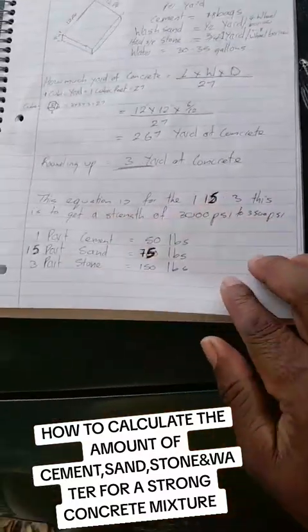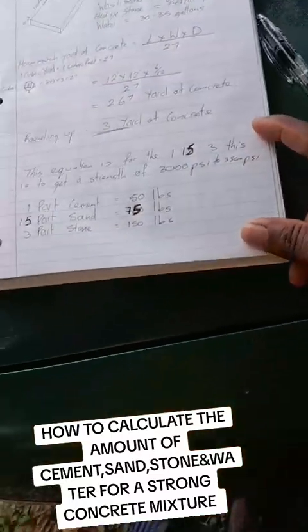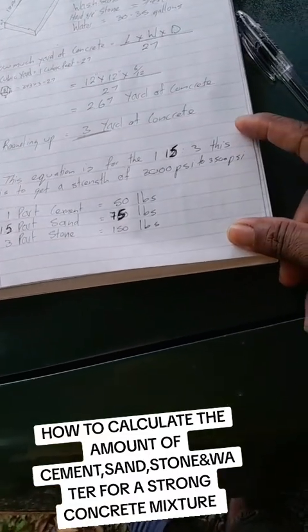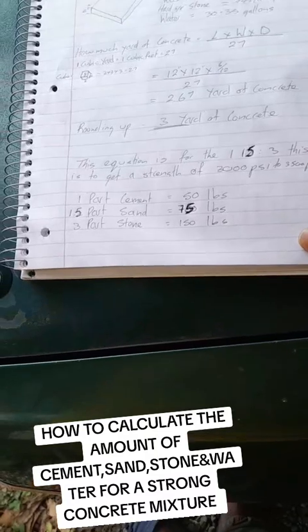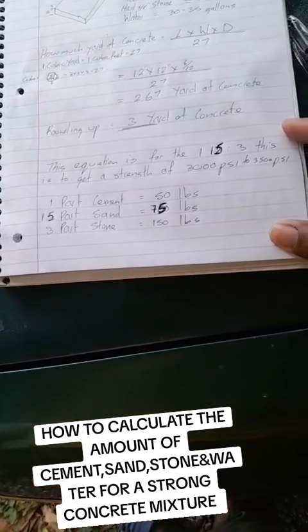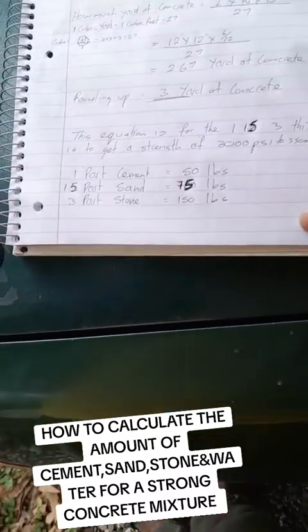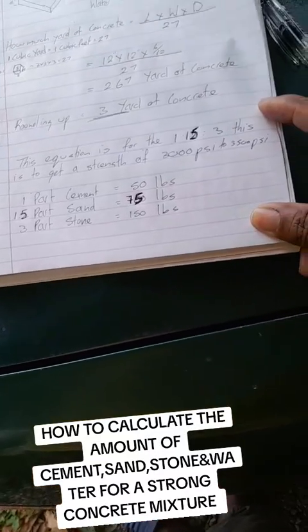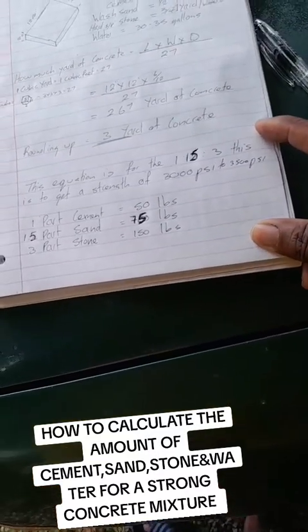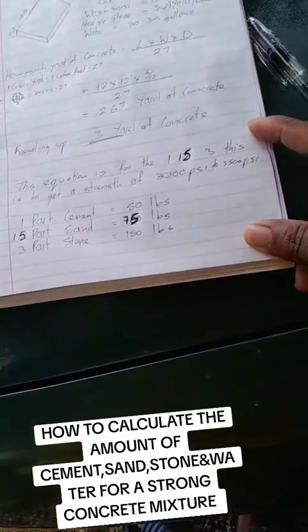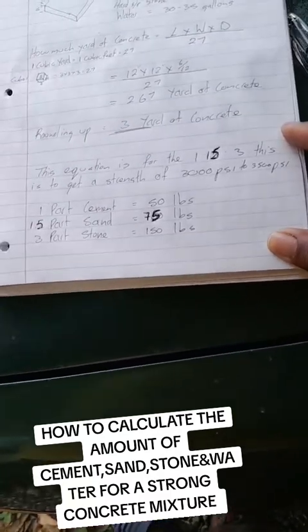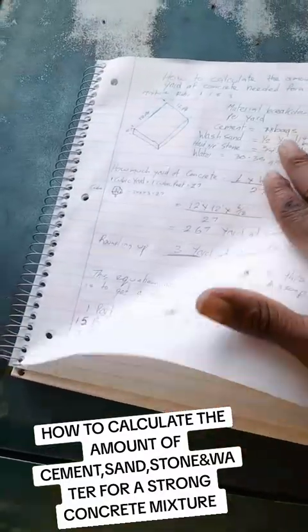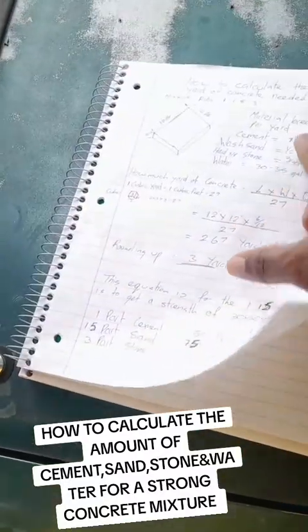Okay? And you can see in the equation that I have right here, this equation is for the 1 to 1.5 to 3. This is what you use to get the strength of 3000 psi to 3500 psi. And you see the breakdown: 1 part of cement, which is around 50 pounds, 1.5 parts of sand, which is 75 pounds, 3 parts stone, which is 150 pounds. And like I said, I already gave the breakdown as related to material right there, all the material.